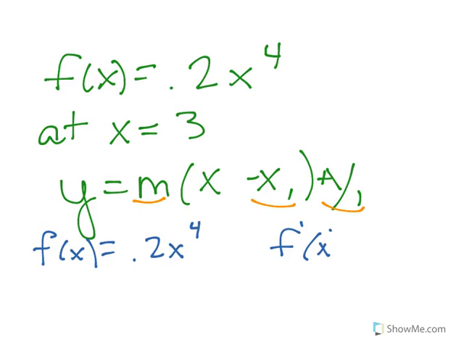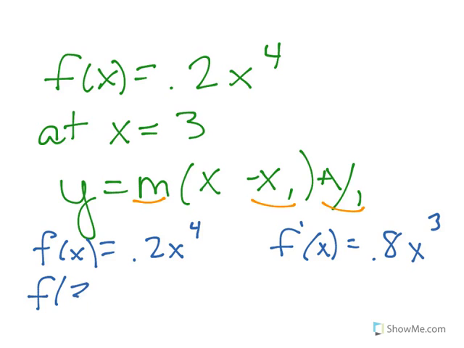F prime of x is equal to 4 times 0.2, which is 0.8, x to the third.